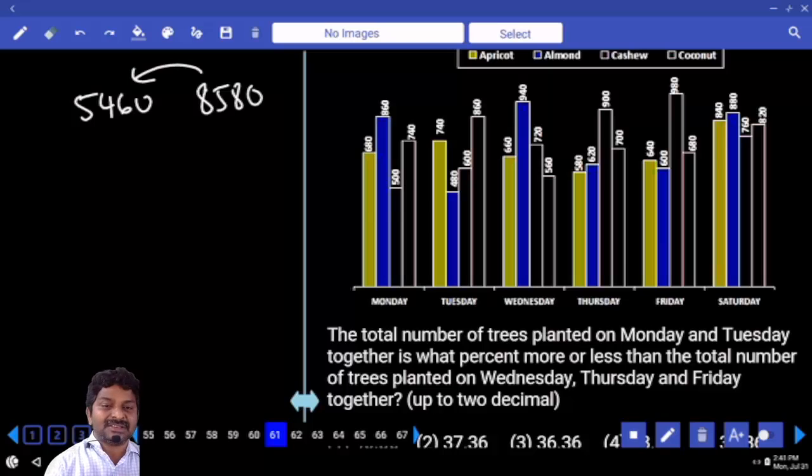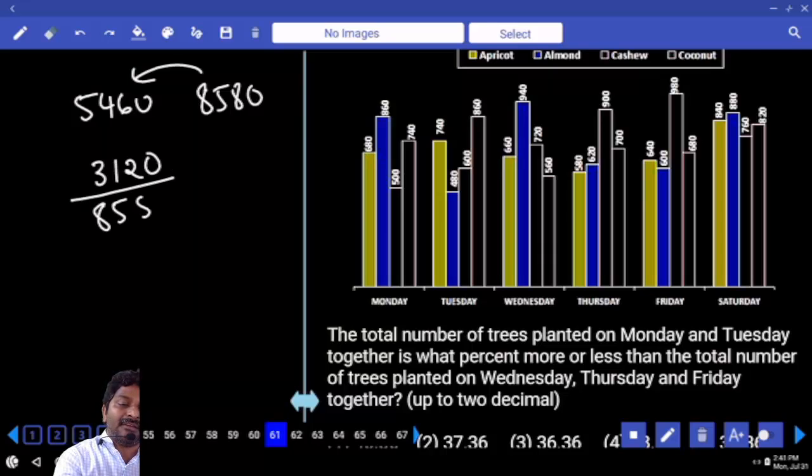obviously this number is lesser only. How much less it is? 3120. 20 less upon 8580. Percentage into 100 only.